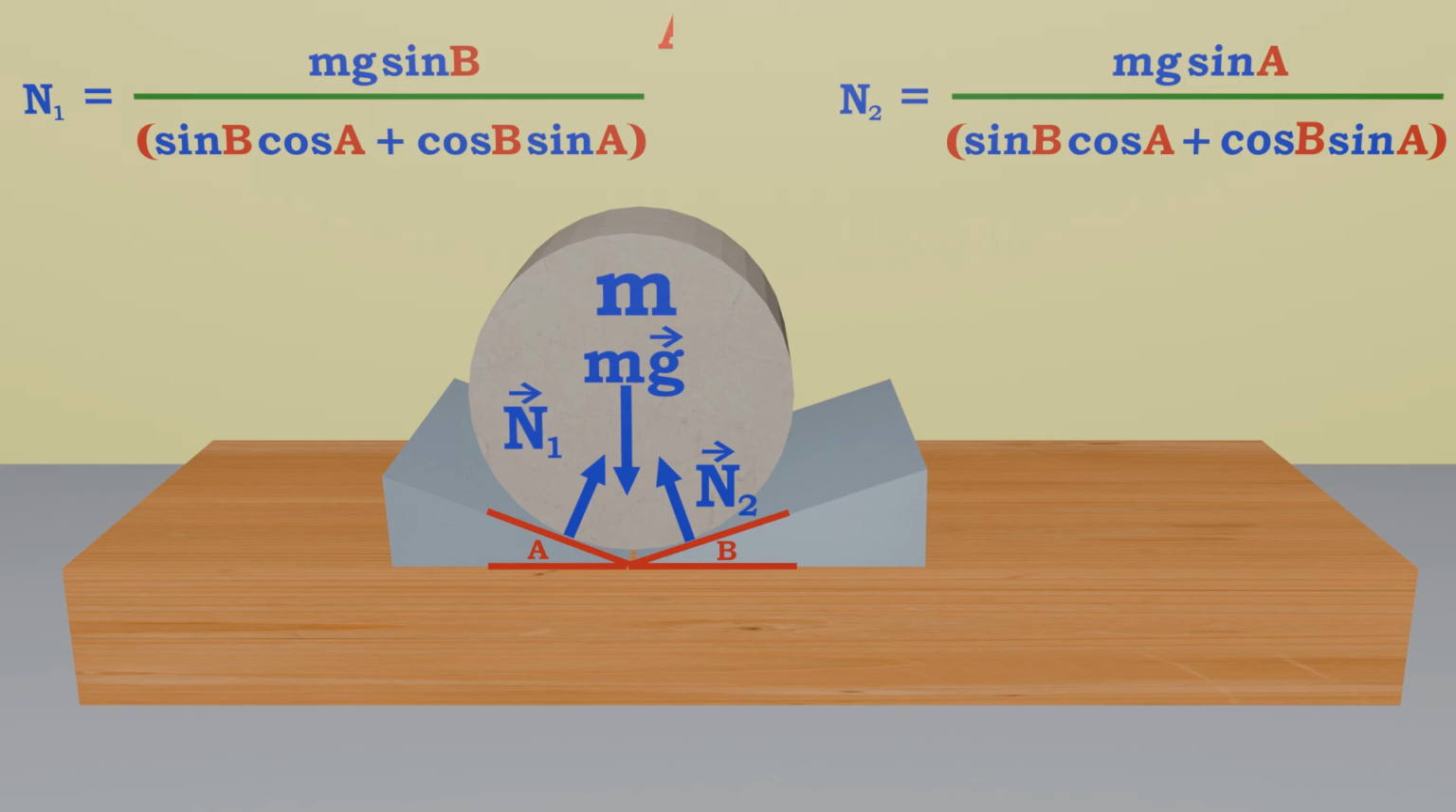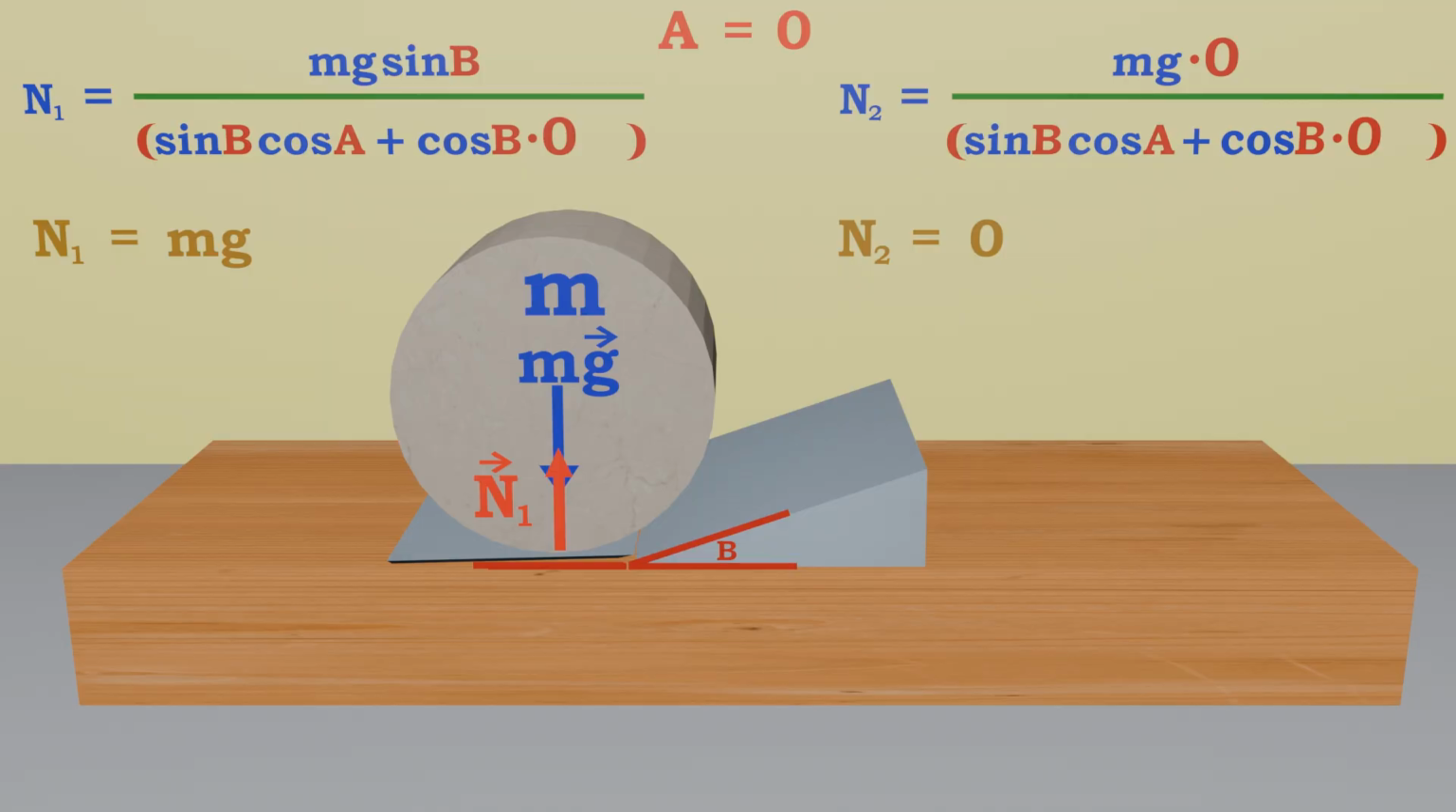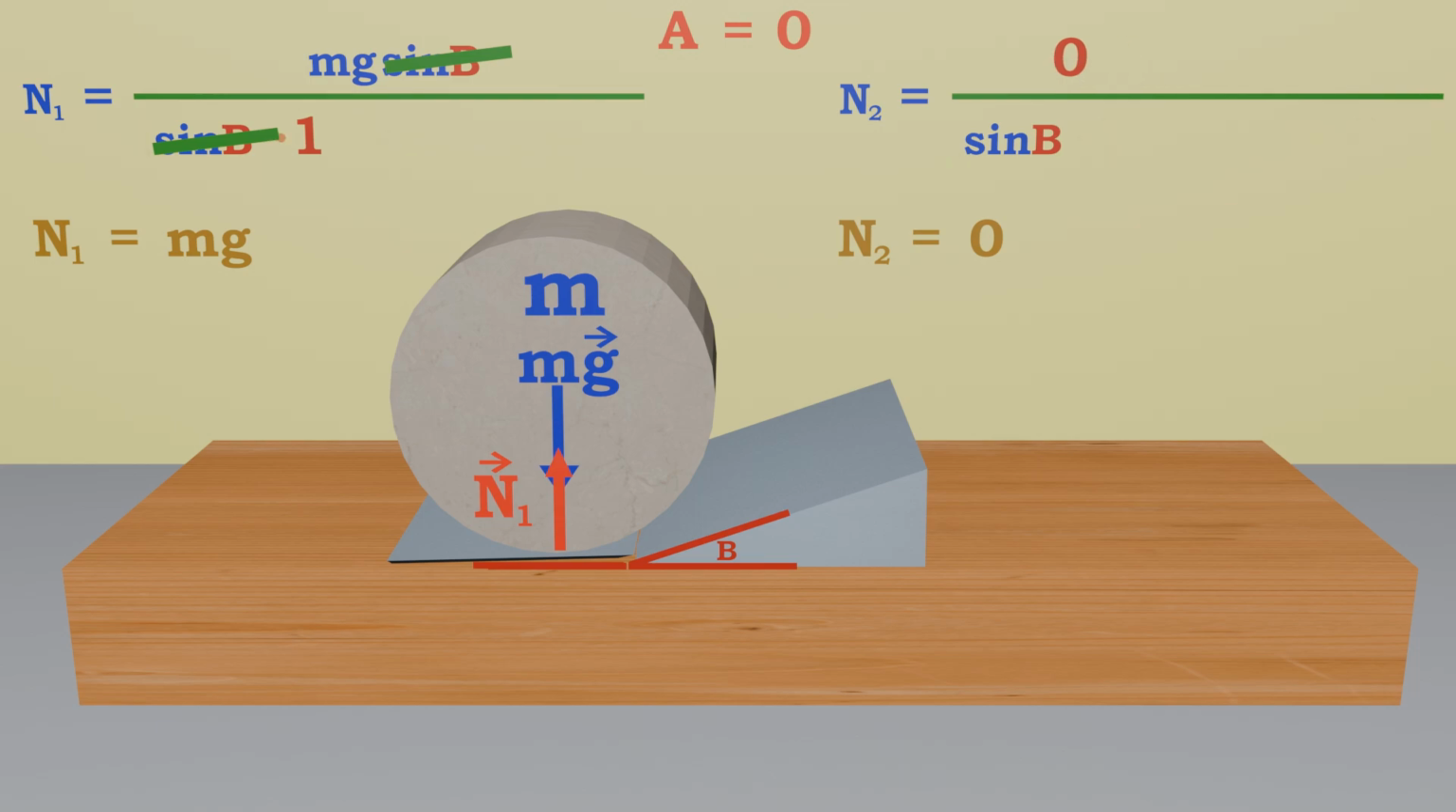Test 3. Angle A is 0. In this case, the disk simply rests on a horizontal surface. The force N2 must be 0. Otherwise, it would push the disk to the left and it wouldn't stay in place. The force N1 must balance mg. If A equals 0, then sine A equals 0 too, and cosine A equals 1. By substituting these values into the formulas, we get N1 equals mg and N2 equals 0. So, the formulas give the expected result.